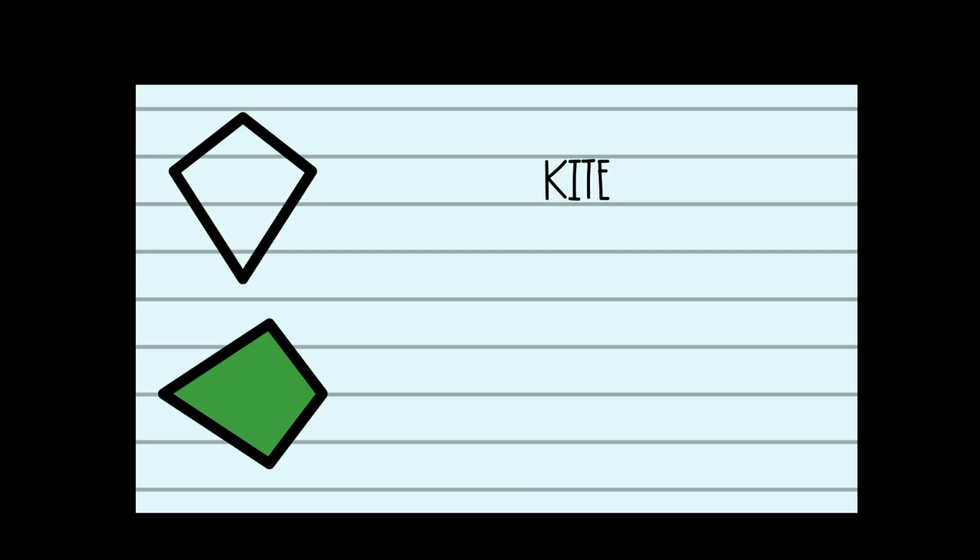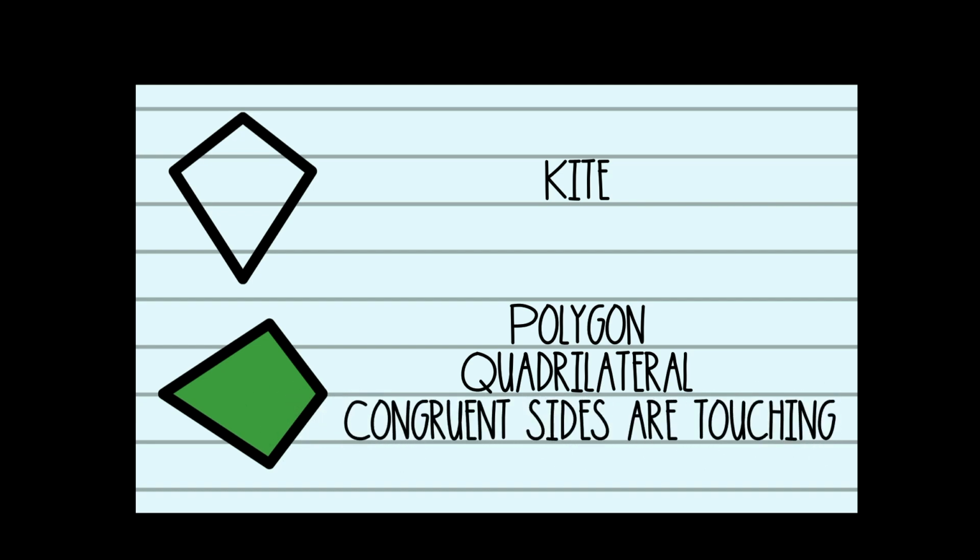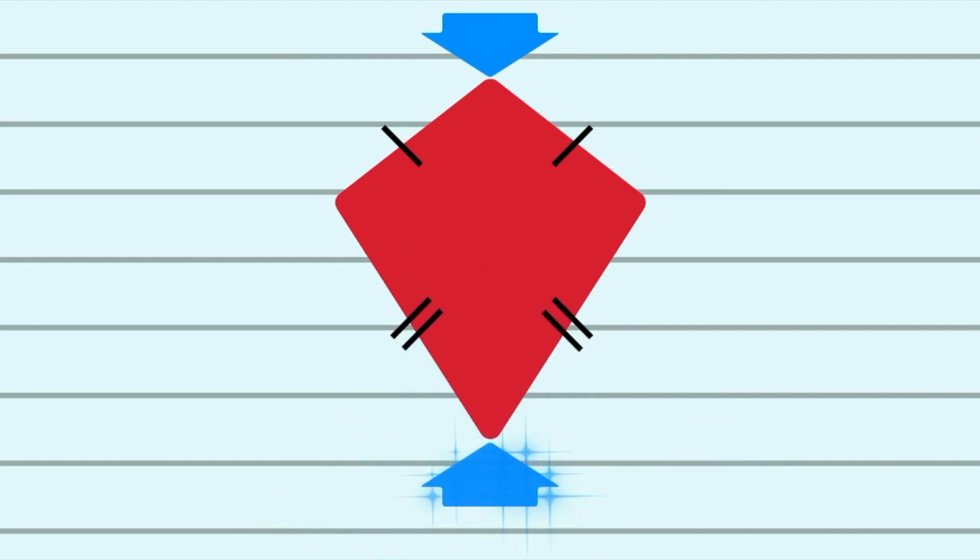And now on to a kite. A kite is a polygon. It's a quadrilateral since it has 4 sides. The different thing about a kite is that congruent sides are touching instead of being opposite of each other. So here's an example of a kite, and those sides are congruent and they're touching. 2 other congruent sides, but they're touching instead of being opposites. That's what makes it a kite.